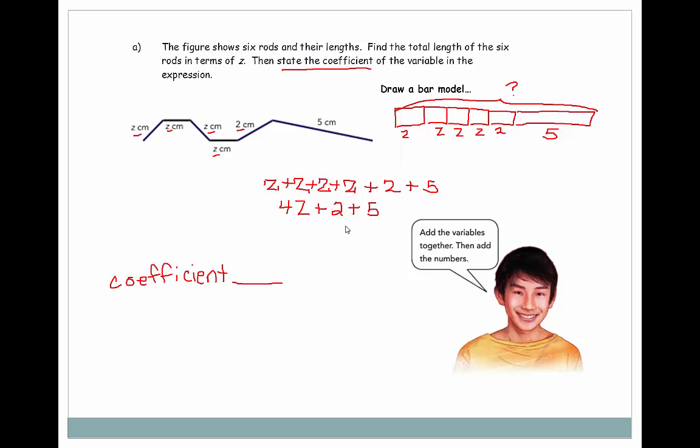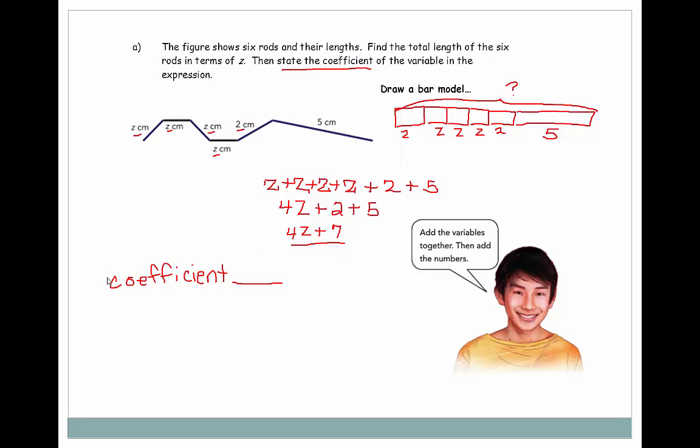So now, can I simplify this even more? Well, I have 2 plus 5. I can. 4z plus 7. There we go. I have simplified it all the way to the end. I can't assign or substitute a number for the variable, so this is our answer, 4z plus 7. I've simplified it as far as I can.